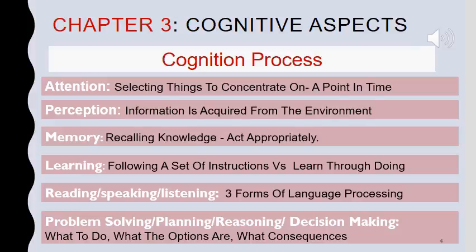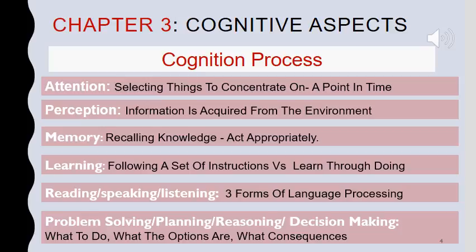As for the cognition processes, there are the attention, perception, memory, learning, reading, speaking, listening, problem-solving, planning, reasoning, and decision-making. As for the attention, this is the processes of selecting things to concentrate on at a point in time from the range of possibilities available. Attention involves our auditory and/or visual senses. As for perception, it is how information is acquired from the environment via the different sense organs, eyes, ears, fingers, and transformed into experiences of objects, events, sounds, and tastes.